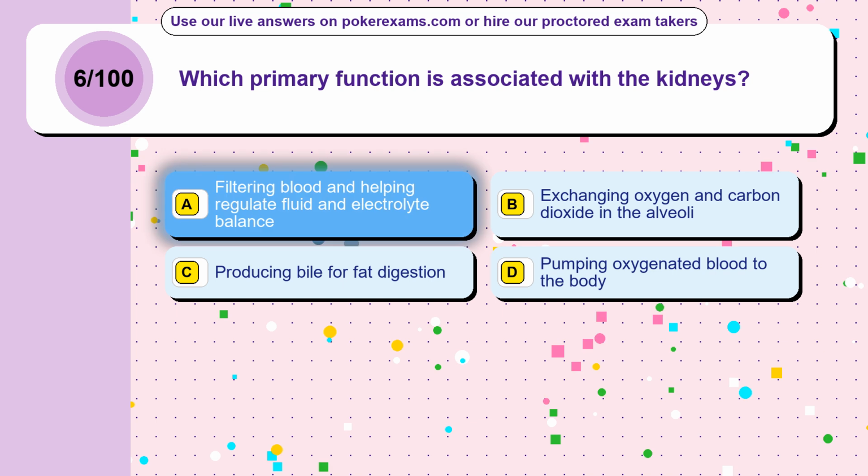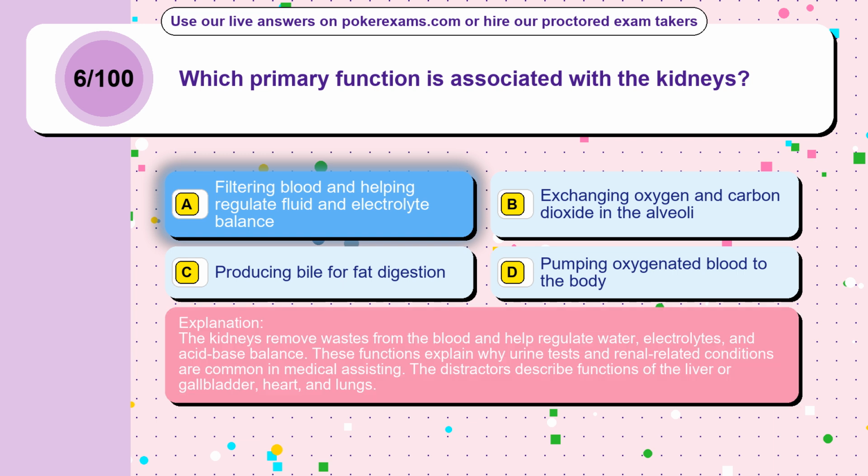The correct answer is option A. Filtering blood and helping regulate fluid and electrolyte balance. The kidneys remove wastes from the blood and help regulate water, electrolytes, and acid-base balance.